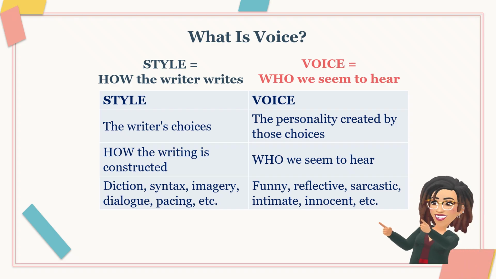Style is how the writer writes. Voice is who we seem to hear. Style is the writer's choices. Voice is the personality created by those choices. Style is how the writing is constructed. Voice is who we seem to hear. Style includes diction, syntax, imagery, dialogue, pacing, etc. Voice can be funny, reflective, sarcastic, intimate, innocent, etc.